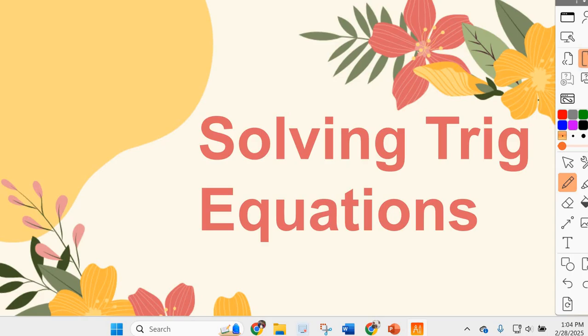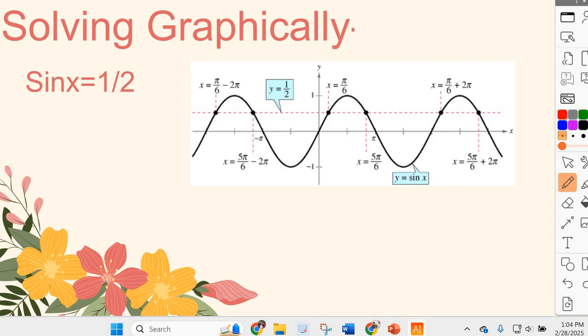We've been working inside functions, but now we're setting them equal to something in order to solve. This one is a very basic trig equation. It's just sine of x equals 1/2. And we're first going to look at it graphically. For the most part, we are not going to solve these graphically, but I at least want us referring back to our graphs.